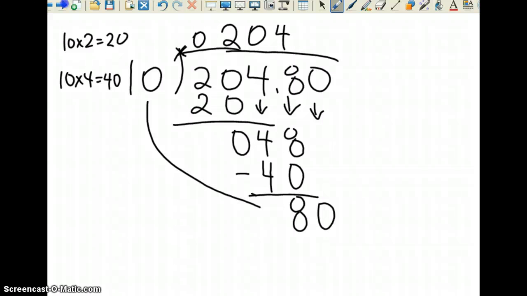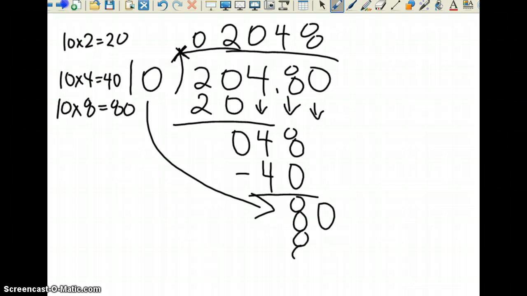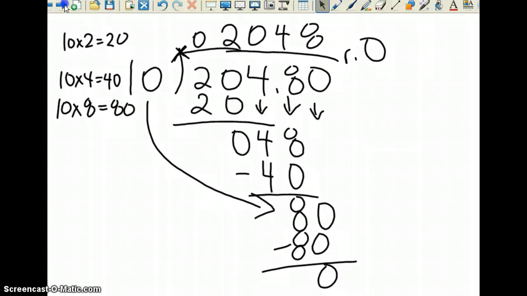How many times does 10 go into 80? Well, we know that 10 times 8 equals 80. So we'll put the 8 up here. 8 times 10 equals 80. And 80 subtract 80 equals 0. You have a remainder of 0. And that is how you add, subtract, multiply, and divide using decimals.